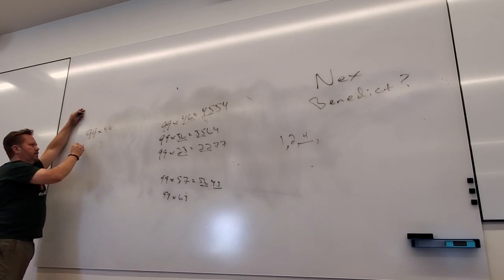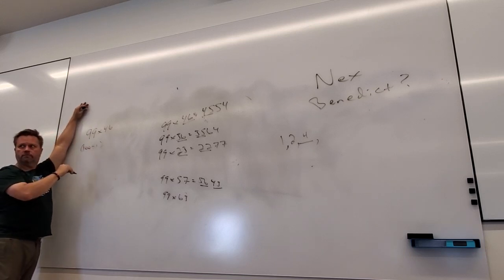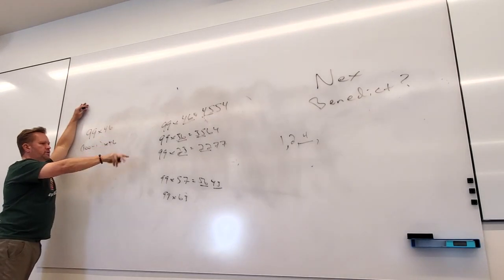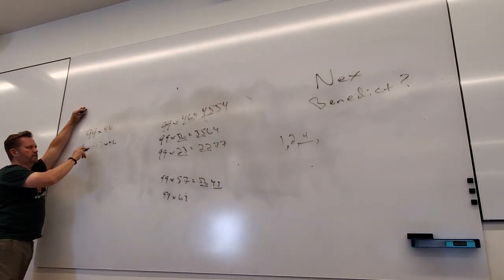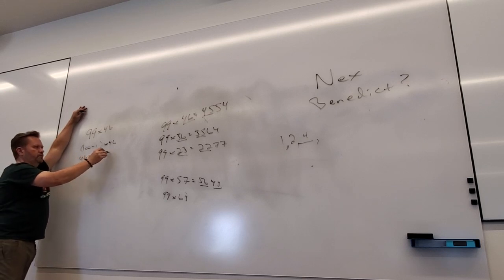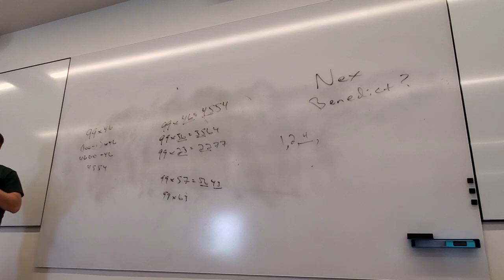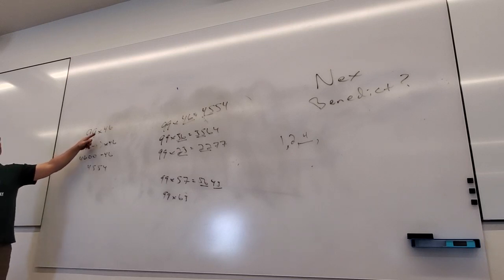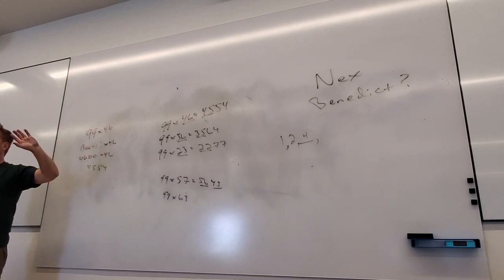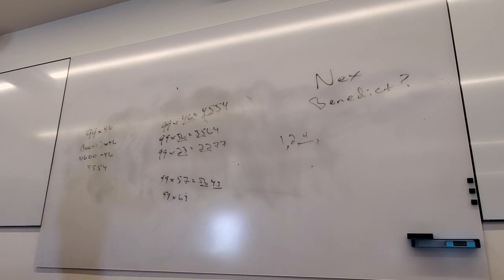Well, yeah, 99 is 100 minus 1, right? So here's how I did this in my head. 46 times 100 is 4600. Minus 46 is 4554. So that's why the pattern works, because 99 is almost 100. So I have 100 of these minus 1 of these. That's how I multiply by 99 really quickly.